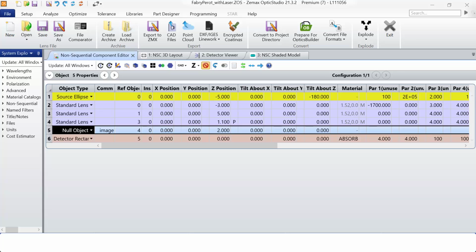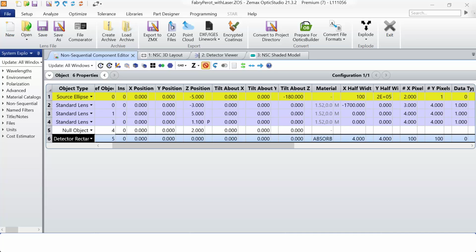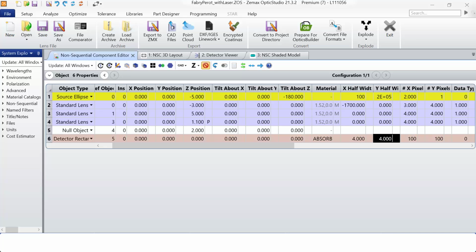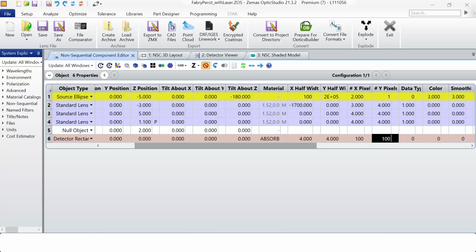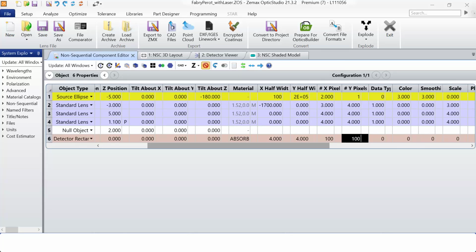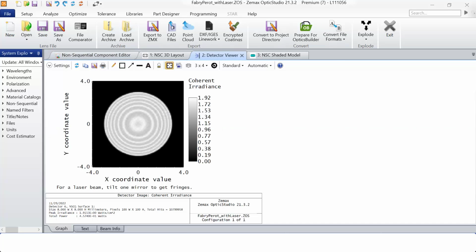The null object actually isn't unnecessary, except to position the detector somewhere other than right at the end of the second mirror. And the detector type is rectangle. It's an 8mm by 8mm square. I gave it 100 pixels, but in that first experiment I showed you, I used 1 pixel because I wanted to get the irradiance coming out of the mirror. It'll look something like that depending on conditions.